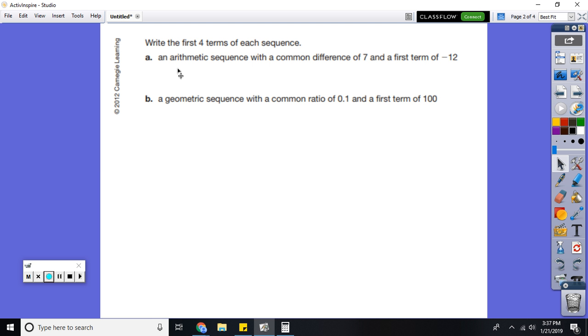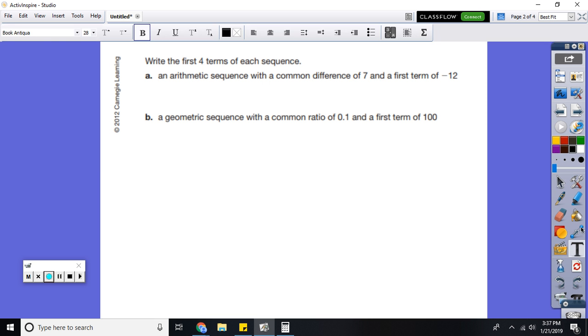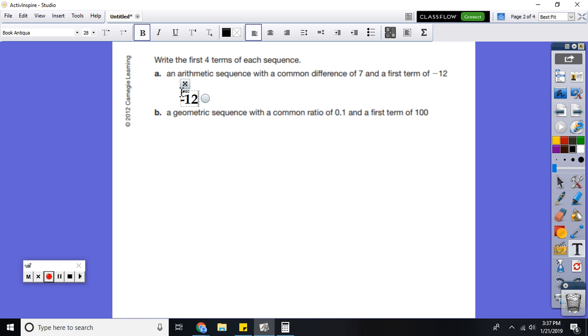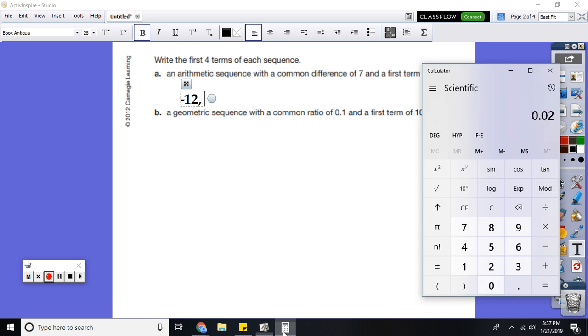They identify the first one as arithmetic, which means I'm going to generate it by adding the same number. It says a common difference of 7, so that tells me that I'm going to add 7 each time to generate each new term. And then they tell me that the first term is -12, so that's what I start with. So my first term is -12, and then to get the next term, my common difference is 7. So I add 7 to -12, and if you don't want to do that in your head, that's fine. So -12 plus 7 would be -5.